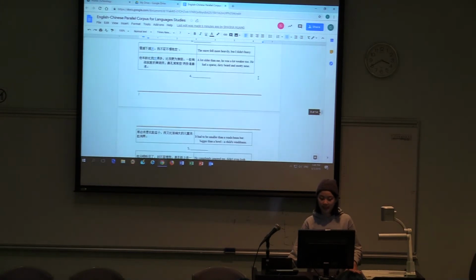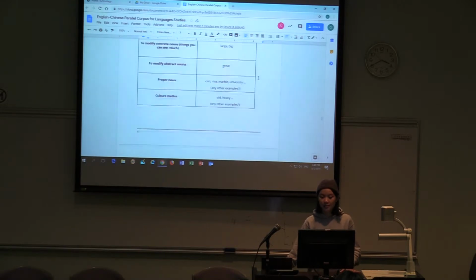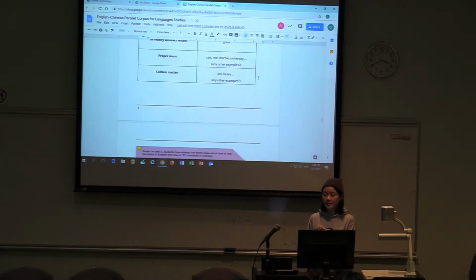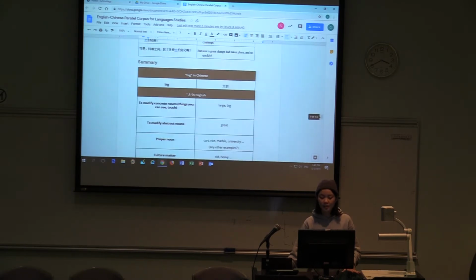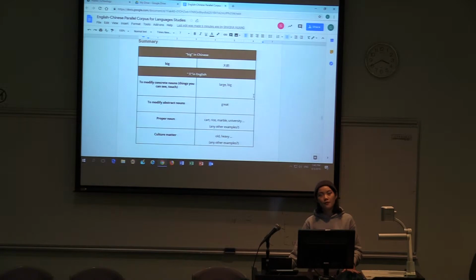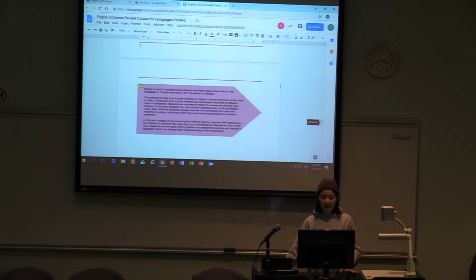Yes, and after this task, the teacher will summarize the rules with the students, because after the students' own observation, second, the discussion with their peers, and then the practice in this part, I think students will have a further understanding of how "big" can be translated in Chinese and how "da" is translated in English. So in this part, I think it is like a step-by-step process.